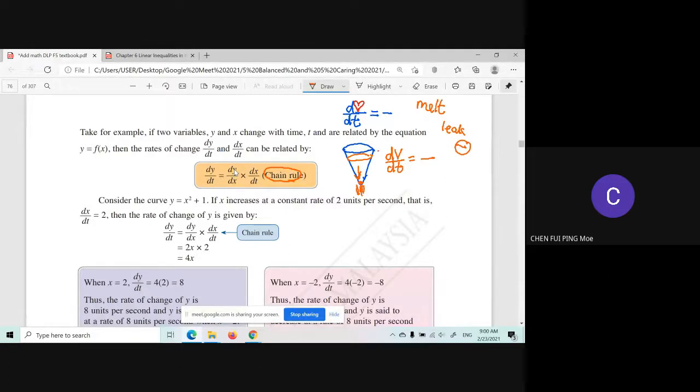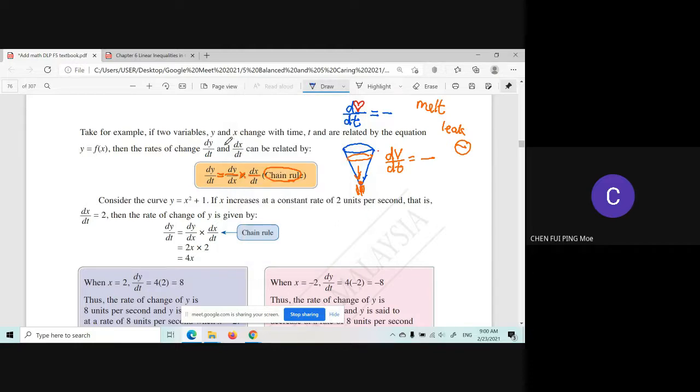Find rate of change for x. You will have dx dt. Depends on what you want. Let's say if you want dy dt, how do you build the chain rule? This red color is always the same. Always the same. And the only thing that changes is like this.